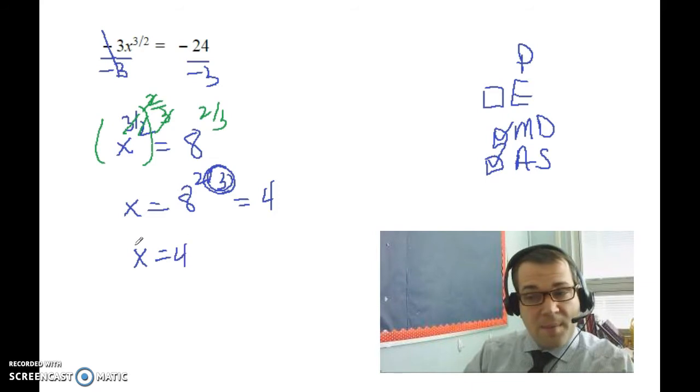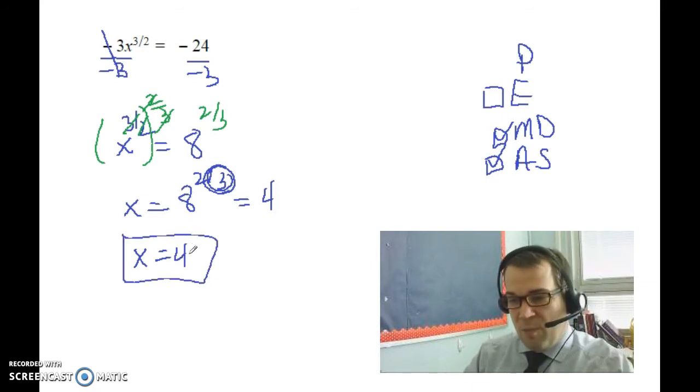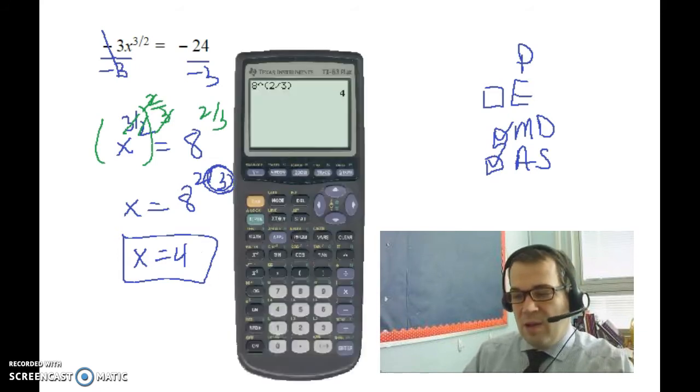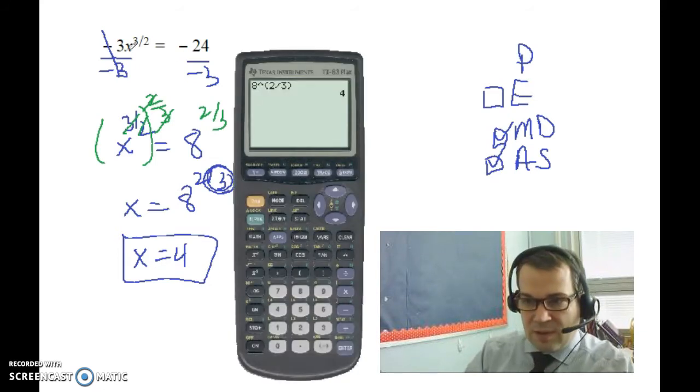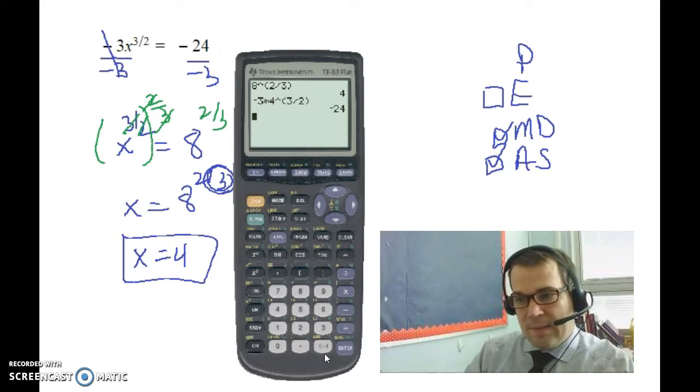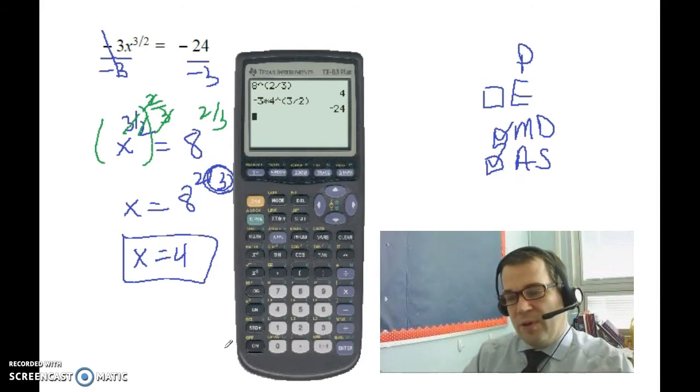I do want to check my work, though. I want to make sure this is working out, because I can do all of my math correctly and still get answers that are not actually correct. So I'll take this again, and I want to see if -3 times my suspected answer to the 3 divided by 2. When I press equals, I'm looking to see a -24. I do see -24, so this is good.